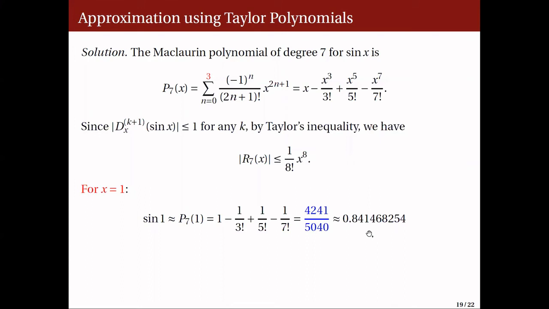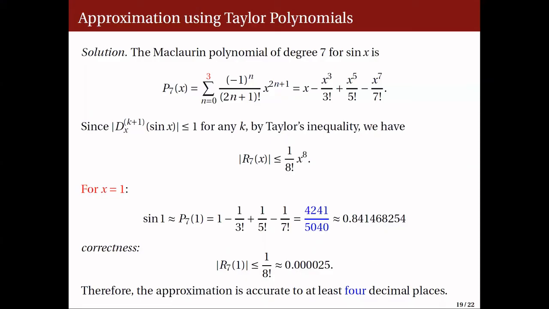Now, to check the accuracy of our approximation, we can use Taylor's inequality as follows. For the correctness, we evaluate r sub 7 at x equals 1. When x is 1, the magnitude of this remainder is not greater than 1 over 8 factorial, which is approximately equal to 0.000025. So this means that the approximation is accurate to at least 4 decimal places, or the number of zeros on the right of the decimal point.